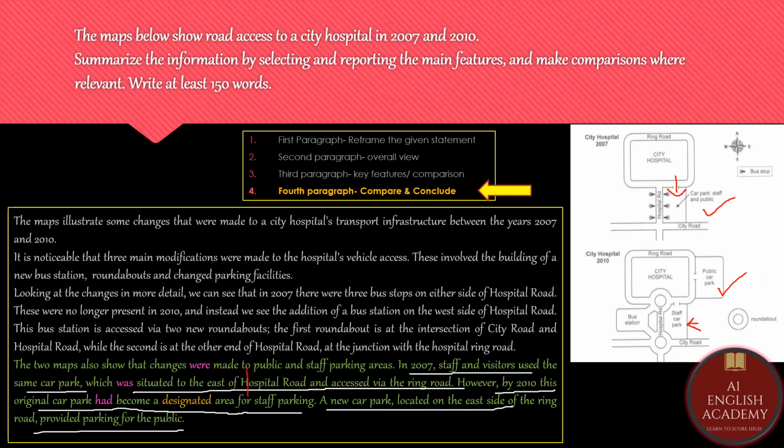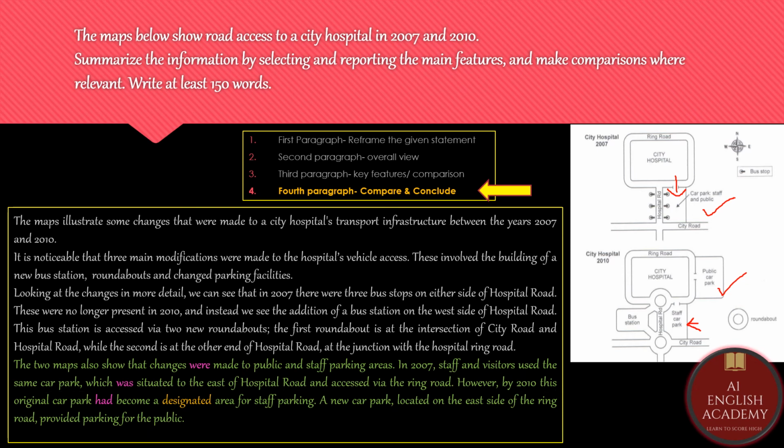You can note in the last two sentences I have made the comparison that in 2010 this original car park had become a designated area for staff parking. Earlier this was used by the public as well as by the staff, but then it became a designated area for the staff only. And then a new park located on the east side of the ring road provided parking for the public. Note here I have used east. Earlier I have used the other direction also.